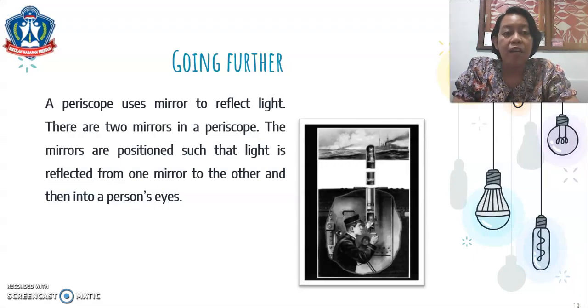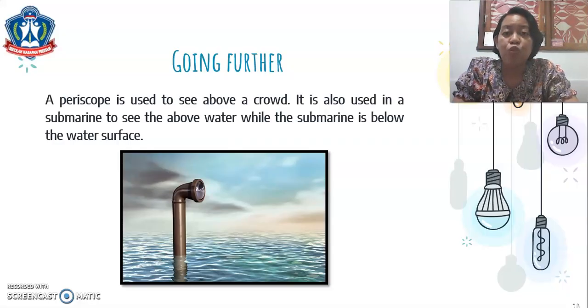Going further, a periscope uses mirrors to reflect light. There are two mirrors in a periscope. The mirrors are positioned such that light is reflected from one mirror to the other and then into a person's eyes. Look at the picture, children. That's an example of a periscope. A periscope is used to see above a crowd. It is also used in a submarine to see above the water while the submarine is below the water surface. This is how it looks, children.